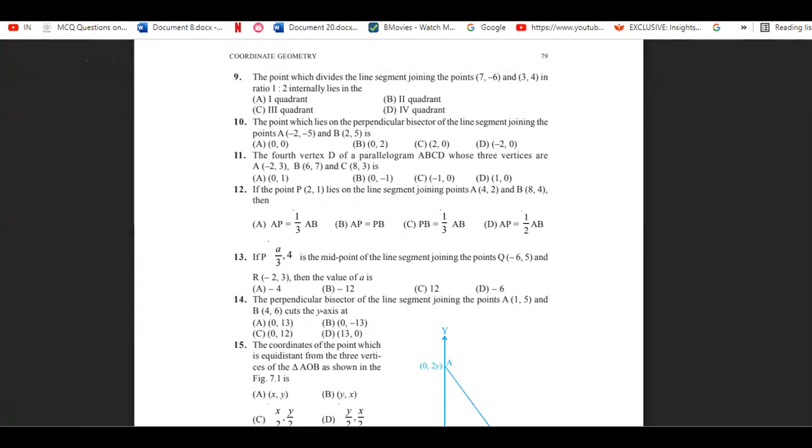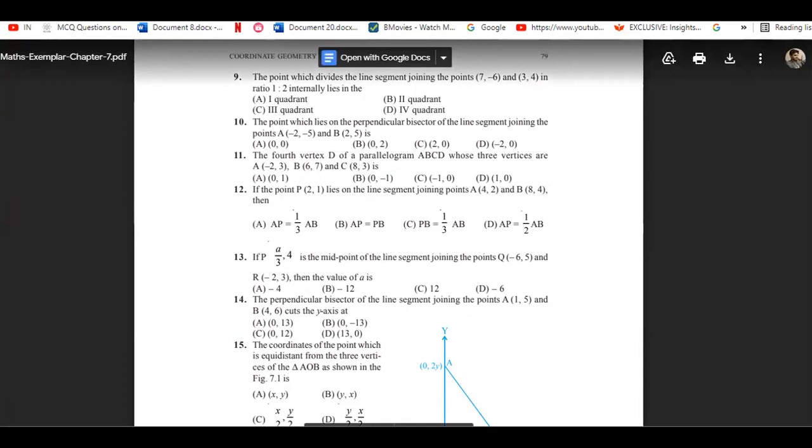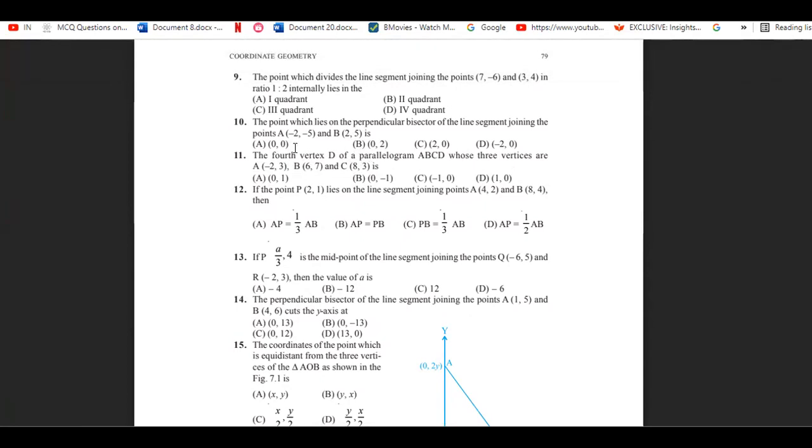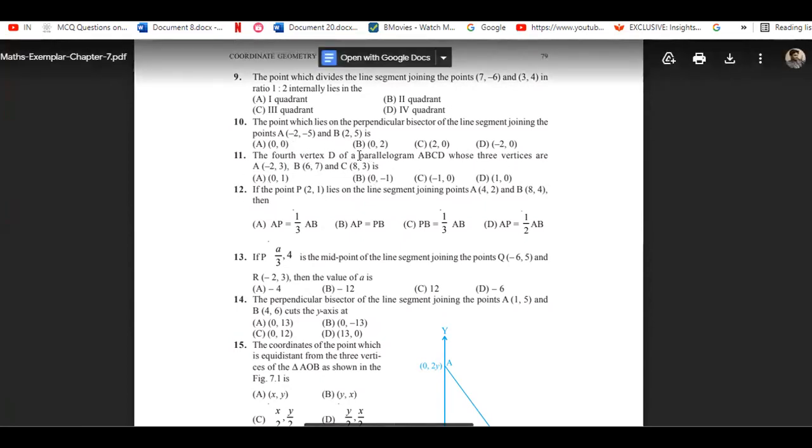Now let me check one more time here. We know that the coordinate of x is 100% 0. So here either option A or B is correct. Now you need to cross check this one also. Let's cross check which one will be correct.